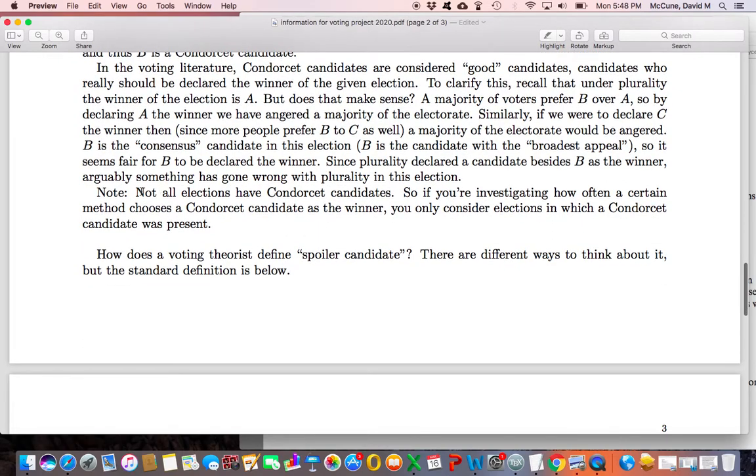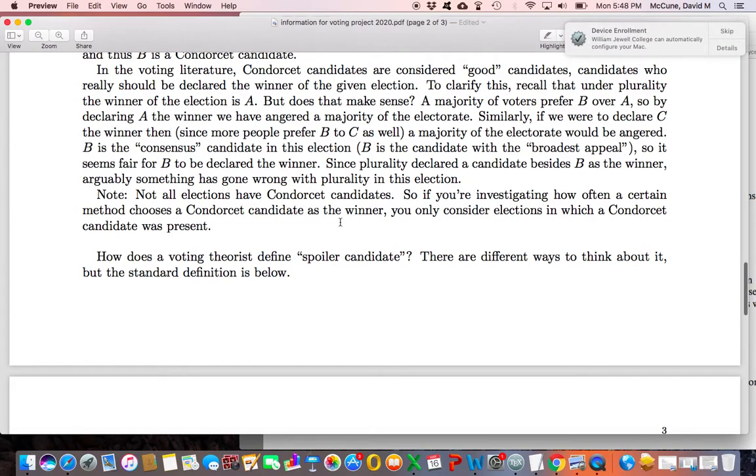Before moving on, it's worth noting not all elections have Condorcet candidates. So there might not be a candidate that wins all of her head-to-head matchups. So if you're interested in how often a certain method chooses such a candidate, you would only consider elections in which such a candidate was even there. You don't want to consider elections that are missing such a candidate. That election data is useless.